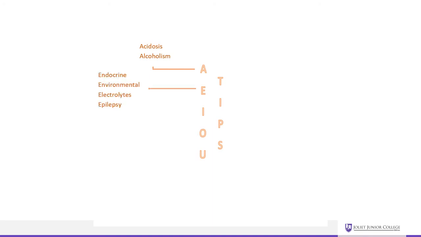When we look at the E, we start thinking of multiple things. Could it be an endocrine problem? Now the first endocrine problem most people think of is, well, maybe their blood sugar's out of whack. But it could be other things. It could be Addison's disease, a disease of the adrenal glands that has some very specific presentations. Could it be environmental? And that goes kind of a long range. Could there be something in the environment that caused them to have this altered level of consciousness? Could their electrolytes be totally out of balance? And then could it be epilepsy? Could they be having an epileptic seizure?